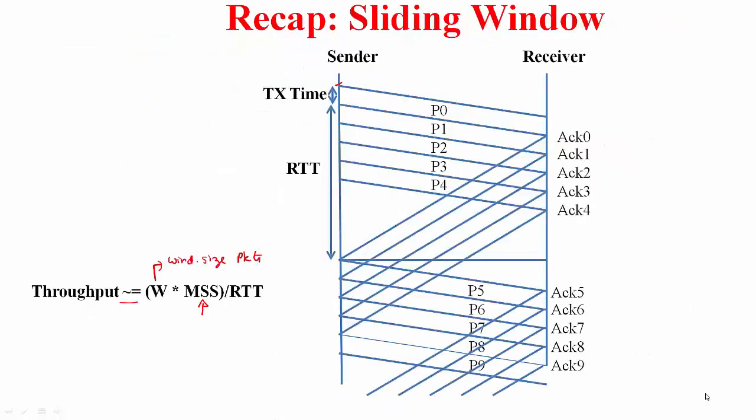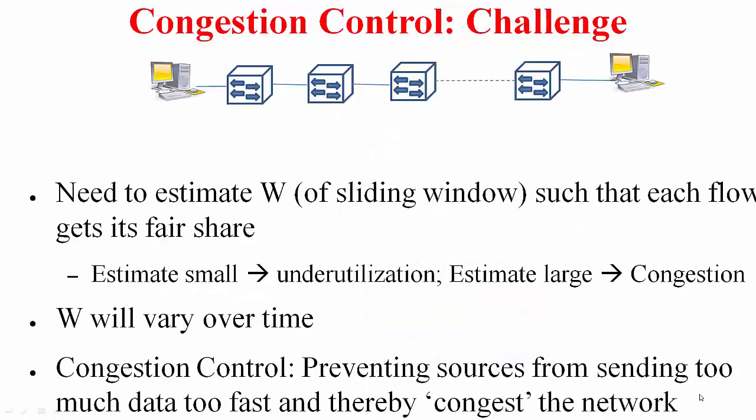Now we are doing a sliding window protocol where the throughput that you are going to achieve is a function of this window size. Now, if you want to use the sliding window protocol, you need to select this W such that you get a fair share of the throughput. Let me illustrate this point through this example.